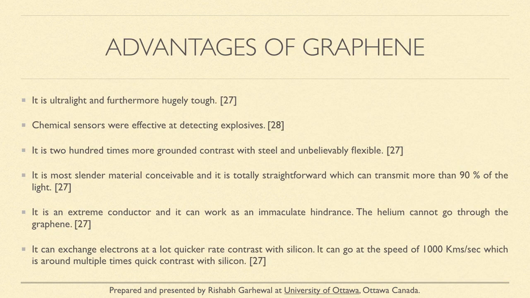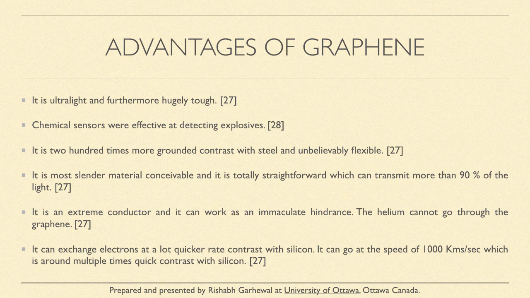Advantages of graphene. Graphene is ultra-light and also immensely tough. Its chemical sensors are effective at detecting explosives. It is 200 times stronger compared to steel and incredibly flexible. It is the thinnest material possible and it is completely transparent, which can transmit more than 90% of the light. It is the ultimate conductor and it can function as a perfect barrier. Helium cannot even pass through graphene.